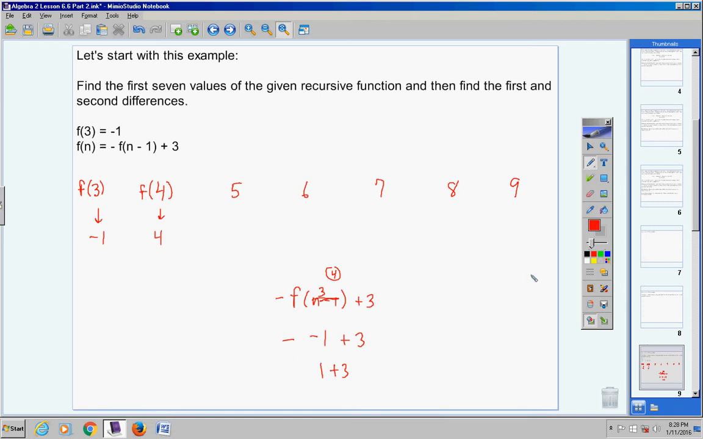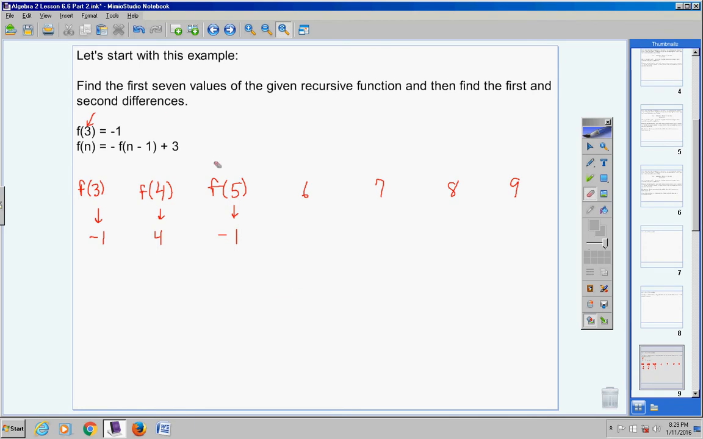Okay? Now let's substitute 5 into the function. Right here. 5. So do you see what I'm doing? We learned this yesterday. I'm just simply finding the first 7 values starting at 3 because that's the value they gave me first, okay? So now I'm going to substitute 5 in for n. So 5 minus 1 is 4. So I have negative f of 4, so bring down your negative sign. F of 4 is 4, so put a 4. Then bring down your positive 3. Negative 4 positive 3 gives you a negative 1. So f of 5 gave me out a negative 1, alright?